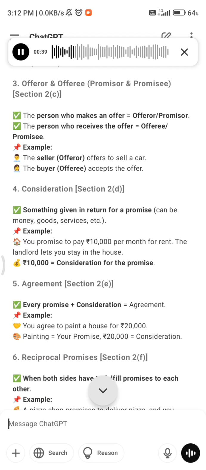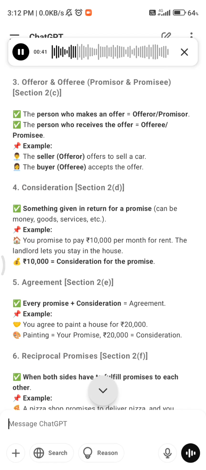3. Offeror and offeree, promisor and promisee. The person who makes an offer equals offeror, promisor. The person who receives the offer, offeree, promisee. Example: the seller, offeror, offers to sell a car. The buyer, offeree, accepts the offer. 4. Consideration.